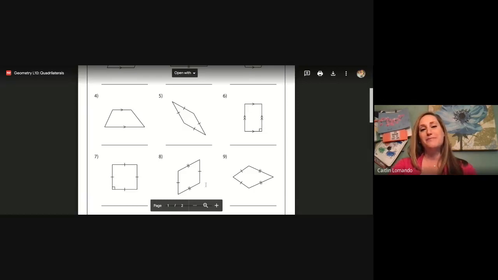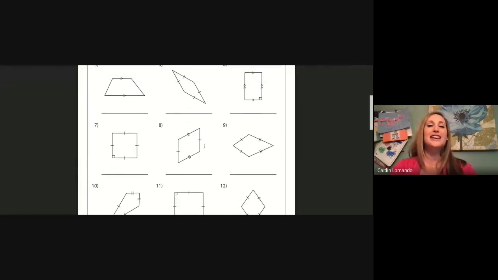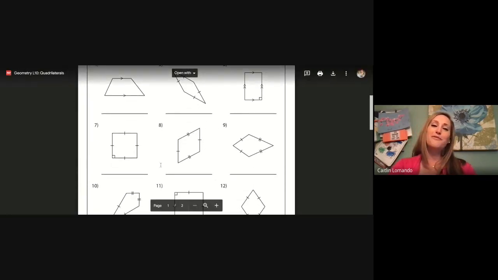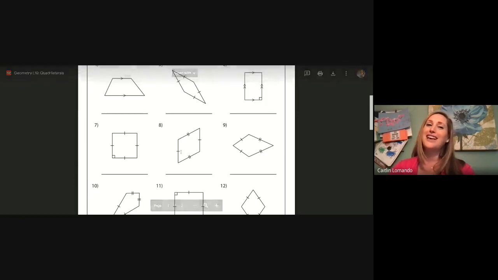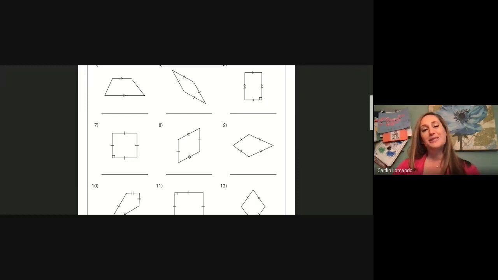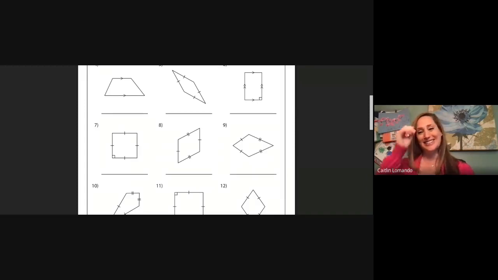Remember, number 8 might be a newish word for us. It has 2 sets of parallel sides. There's a big hint right there. Let's pause and discuss. What is the name of quadrilateral number 8? If you guessed parallelogram, you're right.